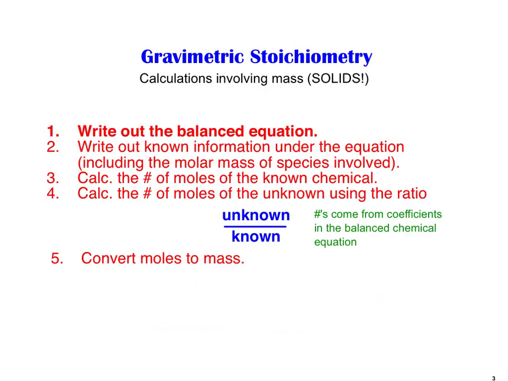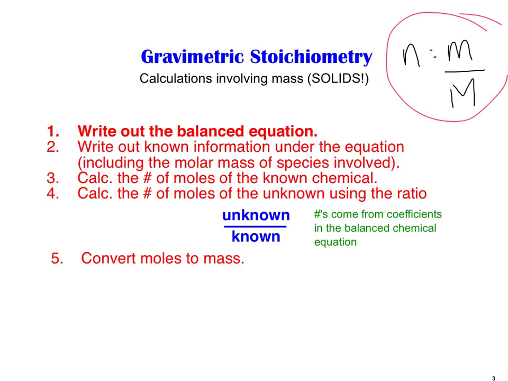Okay, so gravimetric stoichiometry, or stoichiometry in general, we'll use these 5 steps. The biggest thing to remember is that when we're talking about solids, we're talking about mass. And when we talk about mass, we're always going to use n = m/M, little m over big M, to find the number of moles. Okay, so the steps are as follows.